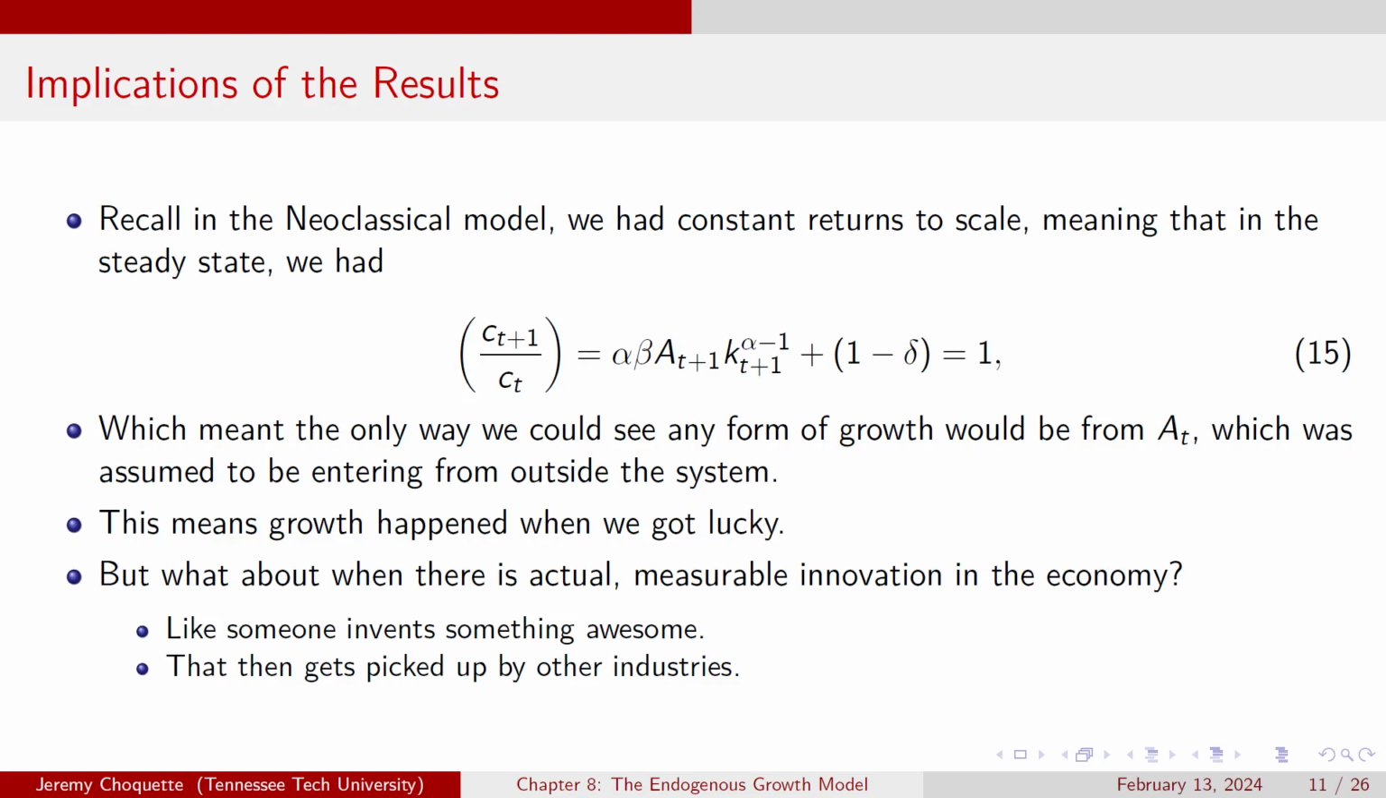It would have been ct plus 1 over ct equals alpha times beta times at plus 1 times kt plus 1 to the alpha minus 1 plus 1 minus delta, well, equals 1, because ct plus 1 and ct, when they're equal to each other in the steady state, gives you that. So really, the only way that we could see any form of growth would be from a sub t, which is assumed to be exogenous. It comes from outside the system. So another way to think of it is just growth happens when you get lucky.